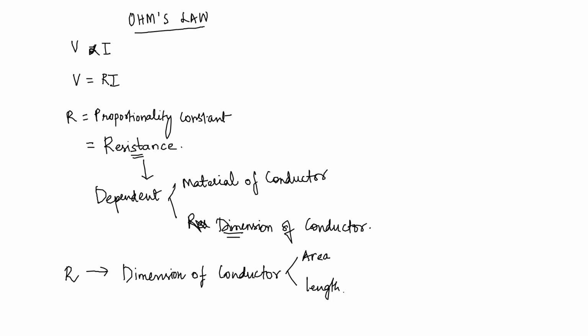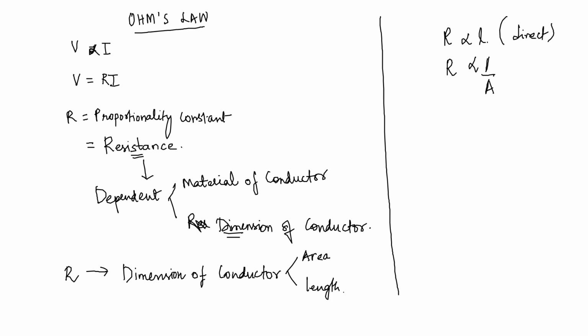So we have seen that our resistance is proportional to length and our resistance is proportional to 1 upon area. So it is a direct relation and this is an inverse relation. When we combine these two equations, we get an equation which is L upon A. Now we need to remove this sign of proportionality. It will be R equals rho L upon A. Again here we got another proportionality constant, that is rho.